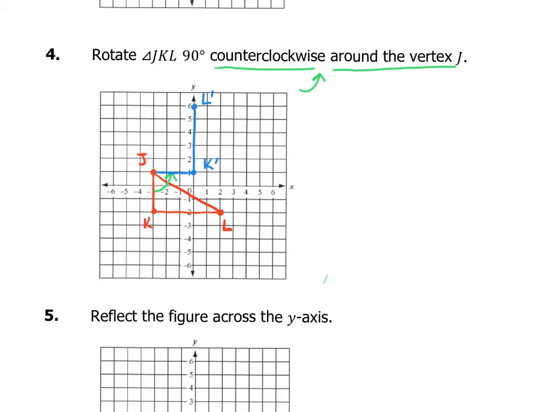And then finally, side JL, we can find that image's side by connecting points J and L prime. And so now we've drawn a rotation of the original triangle. Okay, the triangle is rotated 90 degrees to this new position.